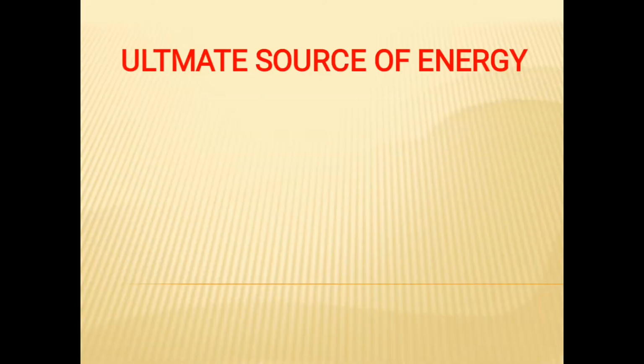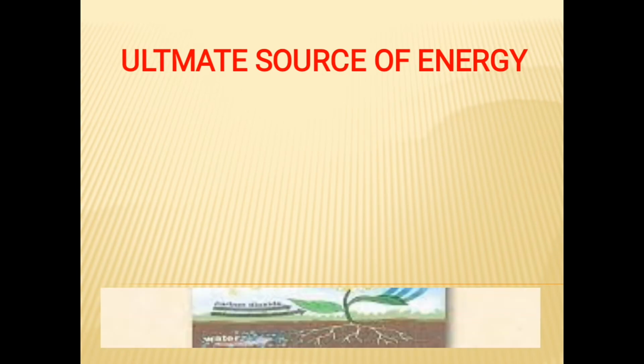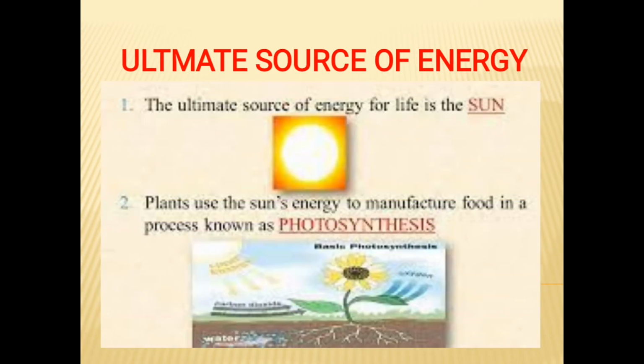Now we talk about the ultimate source of energy. When we talk about the ultimate source of energy, we talk about the overall source of energy, which is the sun. And plants use the sun's energy to manufacture their food in a process known as photosynthesis. That's when we talk about the autotrophic mode of nutrition, whereby plants manufacture their own food from the sun's energy. So that tells us that the ultimate source of energy, from which all other energy is derived, is the sun.